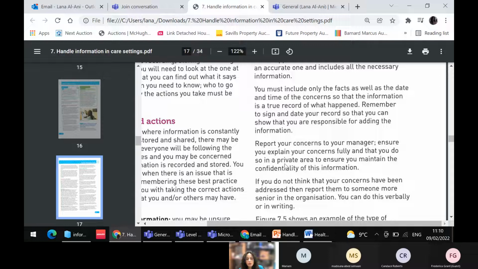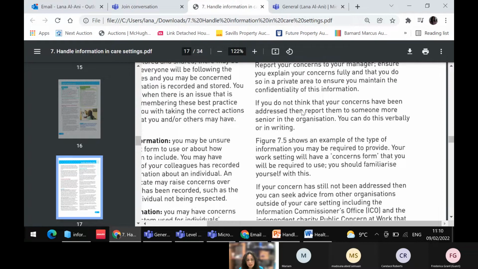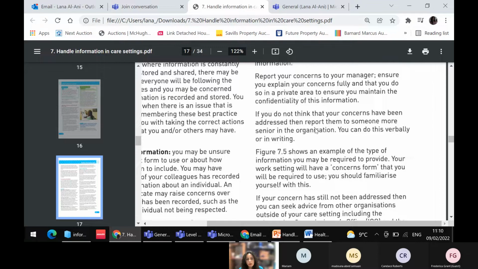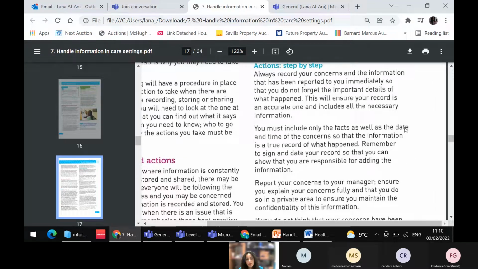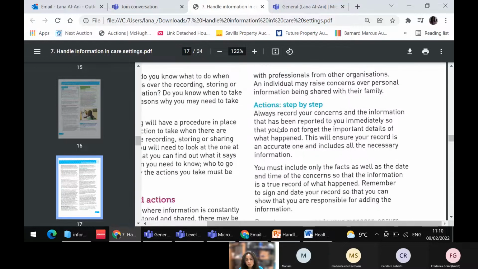you do so in a private area to ensure that you maintain confidentiality of the information, because it's very, very important. You can't start talking about the person's data in front of others. So you need a confidential area. And if you do not think that your concerns have been addressed, so first of all, you share your concerns with your manager. So the action, step by step.